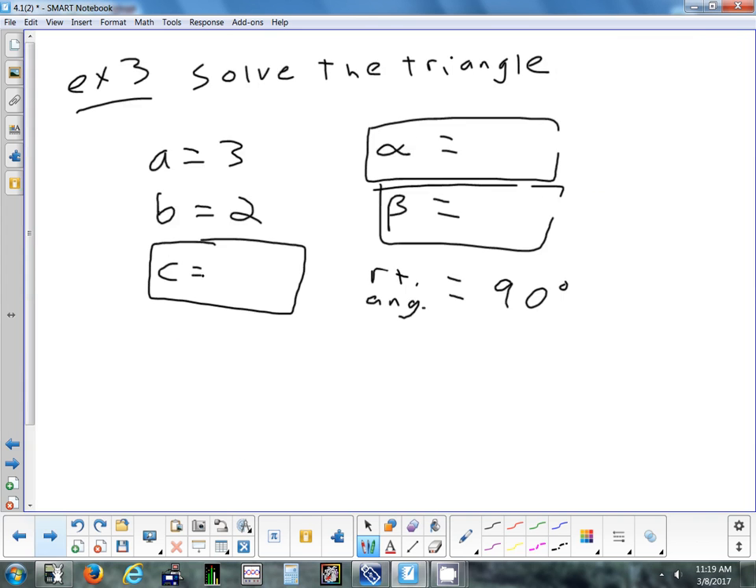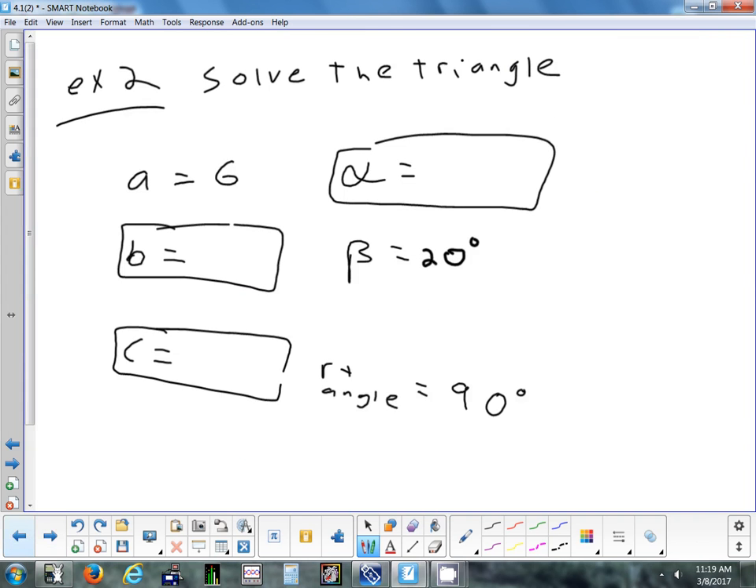All right, so take a second and try that one. See if you can find alpha, b, and c. If you have trouble or if you don't have a calculator, at least just try to set up the equation to find them.